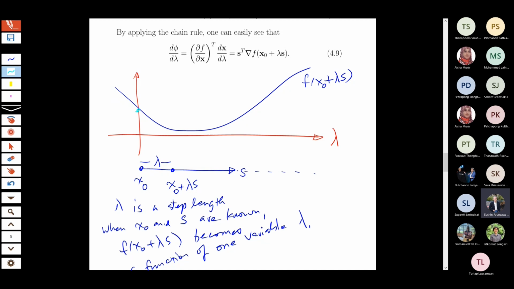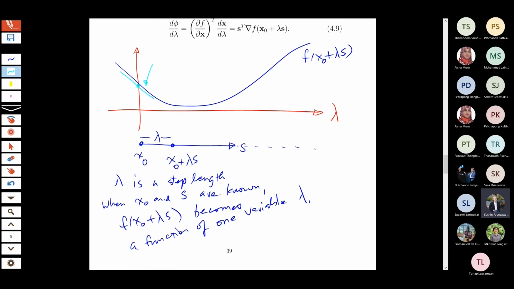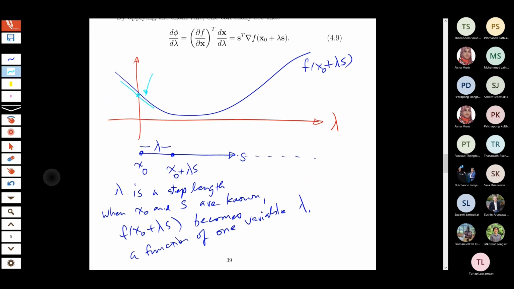The slope at this point is the directional derivative. This is the directional derivative, right? Am I right? This is the directional derivative.